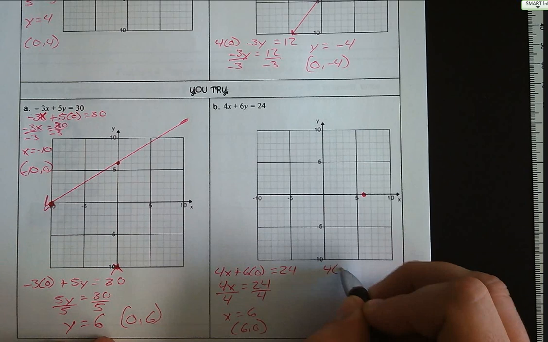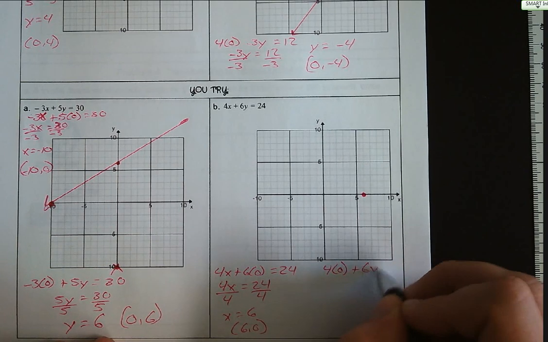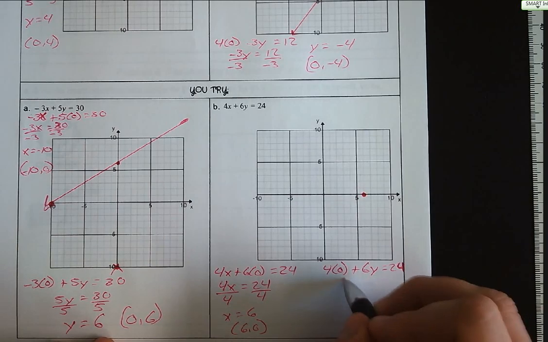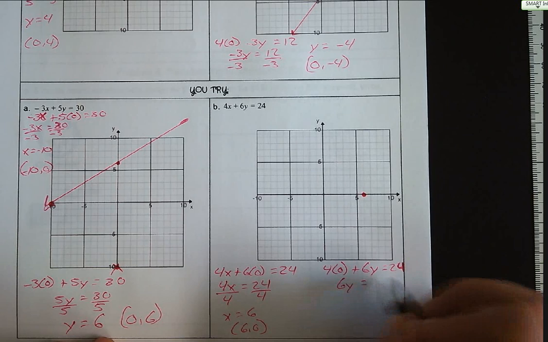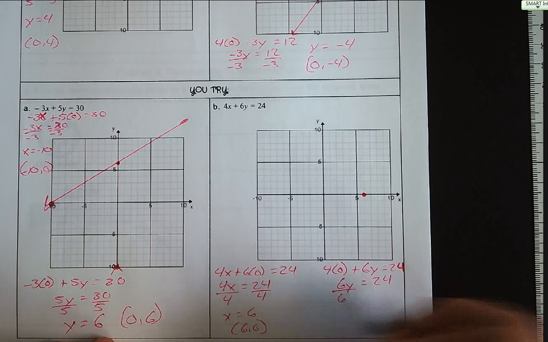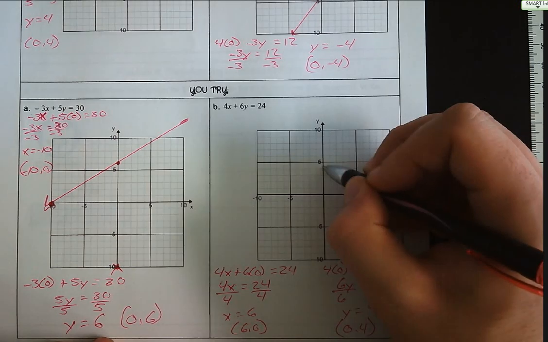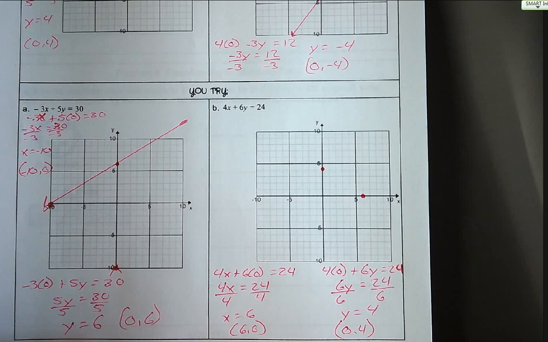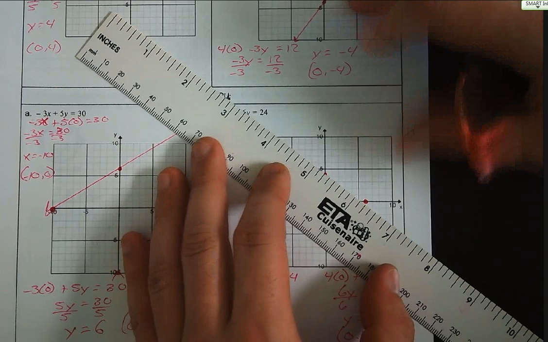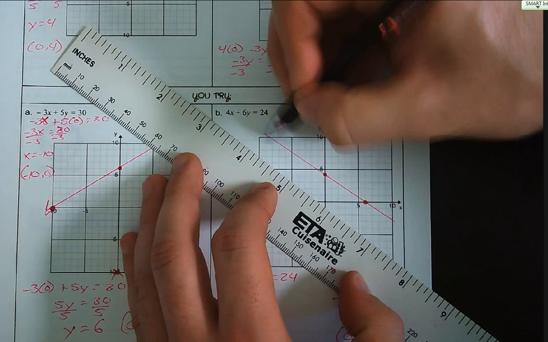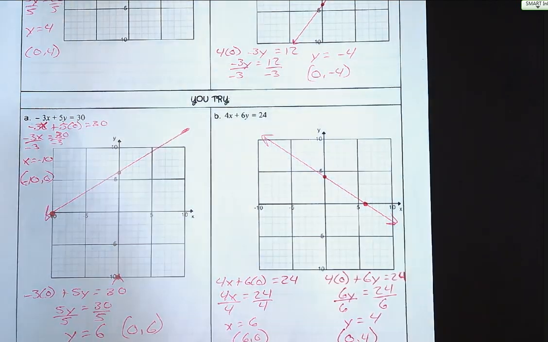Now we're going to plug in 0 for x. So we have 4 times 0 plus 6y is equal to 24. So 4 times 0 cancels out. 6y is equal to 24. Divide both sides by 6, and y is equal to 4. So our coordinate is at 0, comma 4. So we have a point at positive 4 on the y-axis, and now we can connect our two dots. Arrows on the end, all the way across the grid.